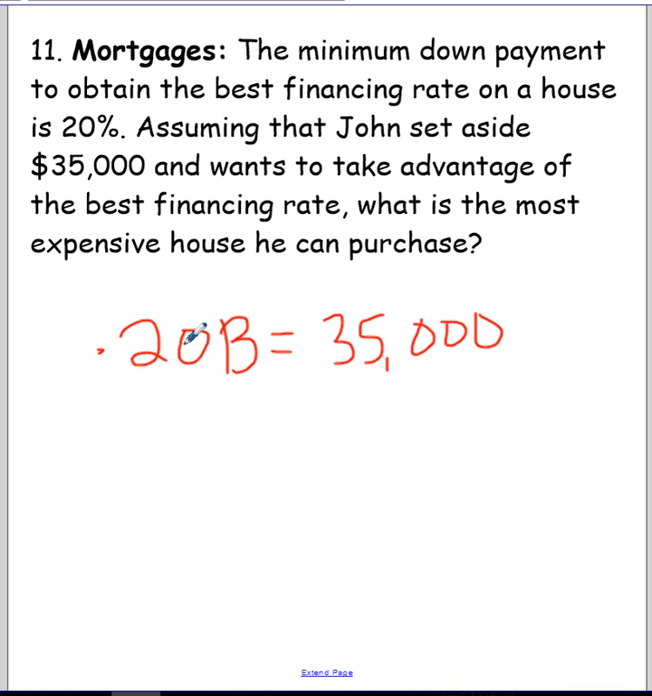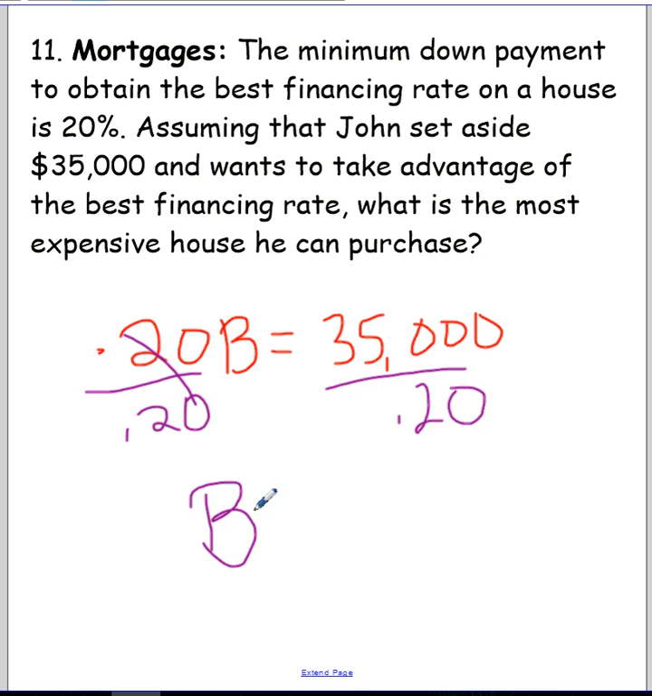So again, 20% is $35,000, so that links the percent with the A value. So we need to divide to get B by itself. And so the base amount, which in this case means the total amount or the value for the house that he can purchase, is $175,000 house. So good luck finding your house, John.